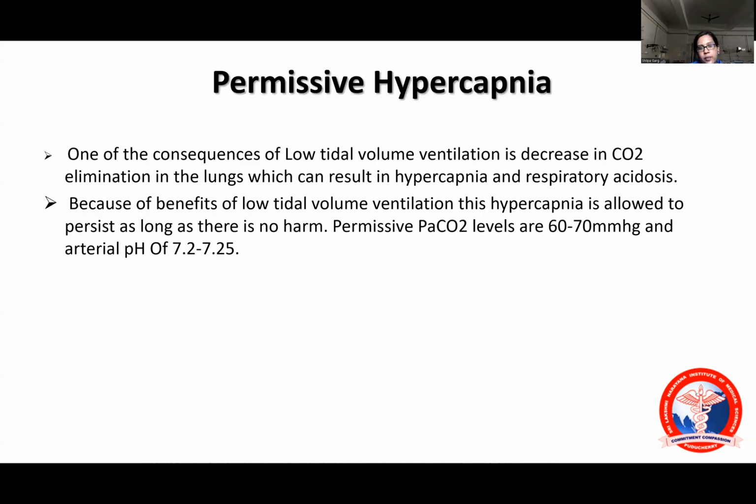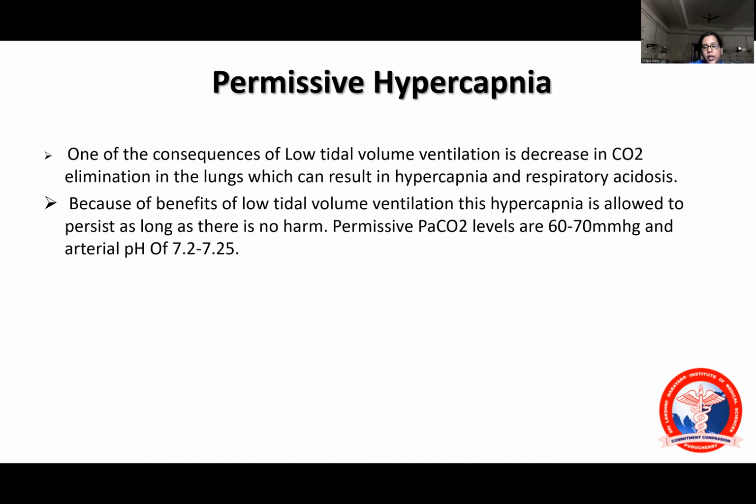Now, coming to a concept called permissive hypercapnia. Normally we maintain normocapnia, somewhere between 35 to 45 millimeters of mercury. That is what we maintain physiologically. But in case of ARDS, you can go into something called permissive hypercapnia, which means you can allow the buildup of carbon dioxide up to 60 millimeters of mercury.